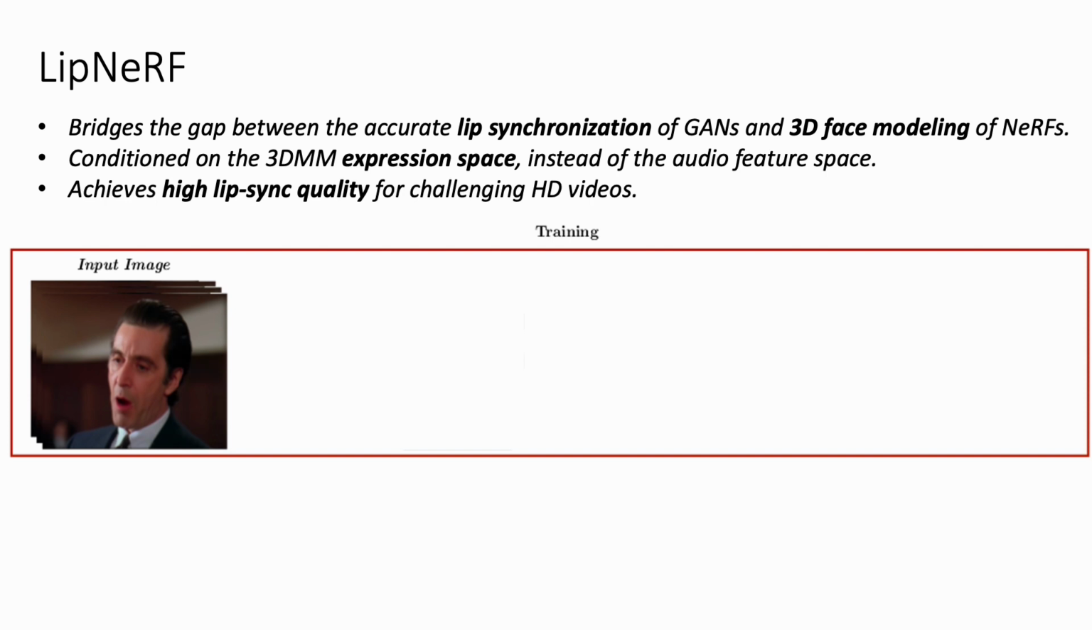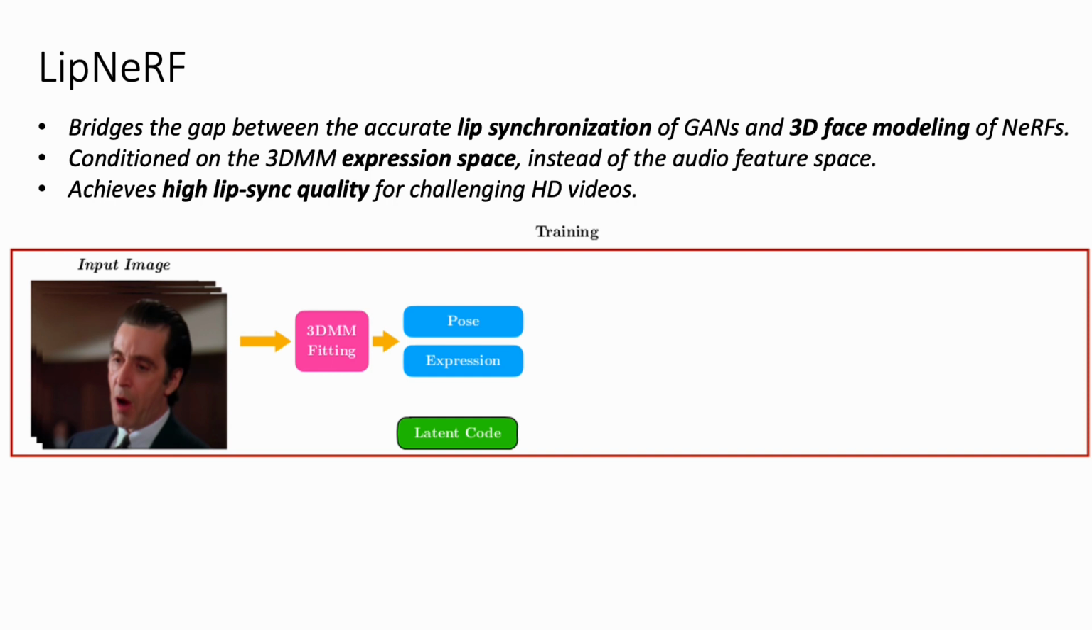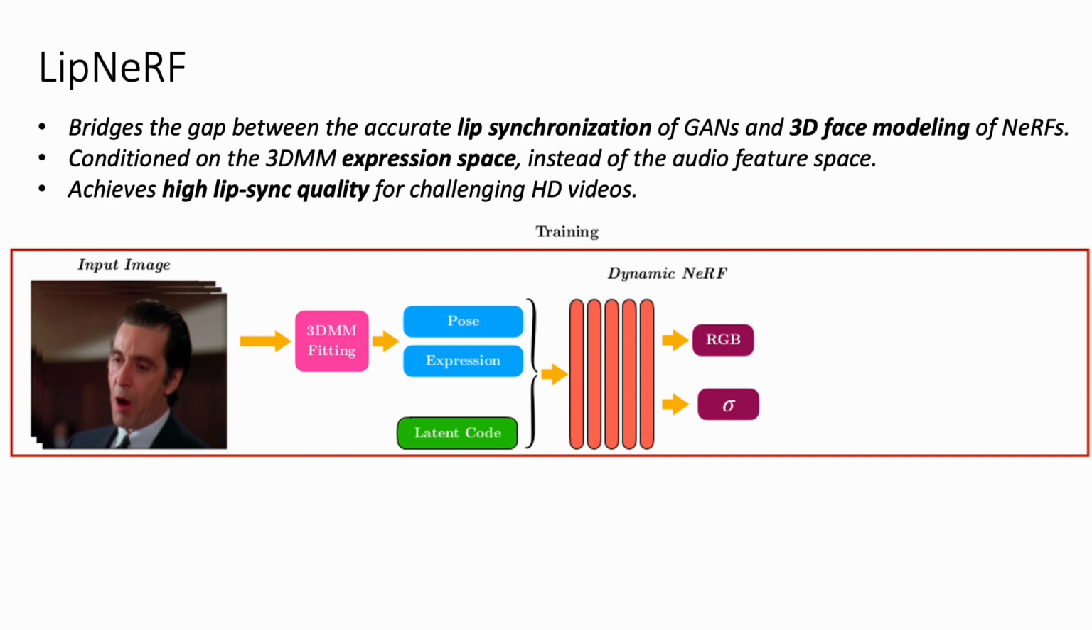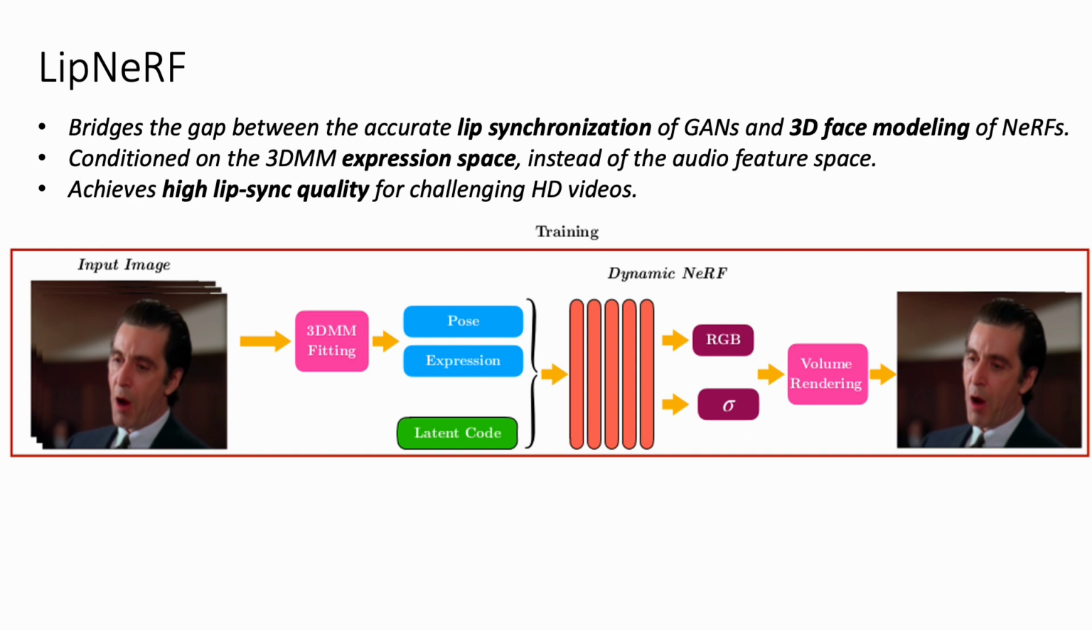During training, we have the input video frames of our input speaker. For each video frame, we fit a 3DMM and extract the corresponding head pose and expression parameters. At the same time, we learn per-frame latent codes in order to capture the appearance of the talking face for each video frame. All these condition a dynamic NeRF that learns an implicit 3D representation of the talking face and outputs the RGB color and density of each 3D point. These colors and densities are accumulated through volumetric rendering in order to output the final video frame.